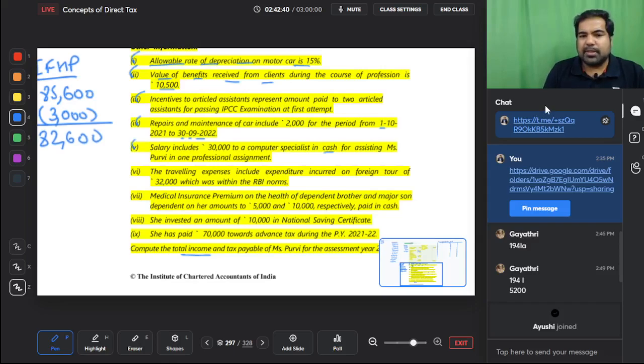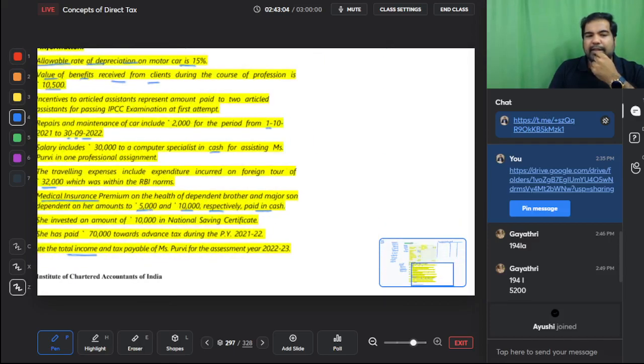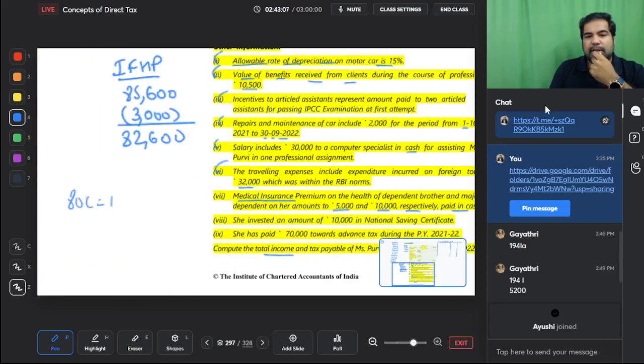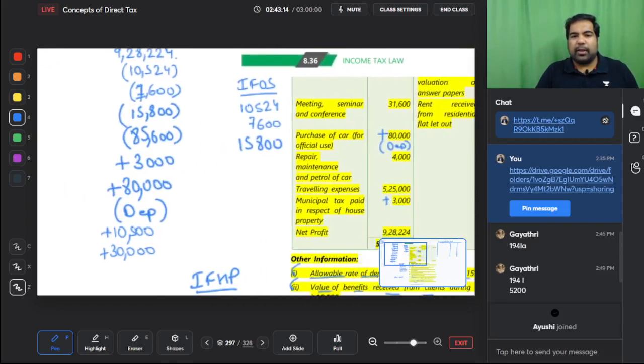Next, the traveling expense includes expenditure incurred on foreign tour of 30,000, which was within RBI norm, so that is perfectly okay. Medical insurance premium on the health of dependent brother and major son amounts to 5,000 and 10,000 respectively, paid in cash. Guys, medical insurance premium you cannot pay in cash, so these will not be allowed under 80D. She had invested an amount of 10,000 in national savings certificate, so that will go under 80C, that is 10,000, and paid 70,000 towards advance tax, so you can take a credit of this. So basically this is what it will look like.